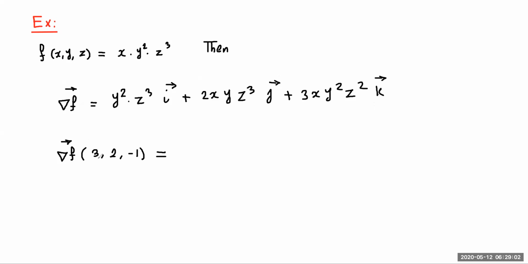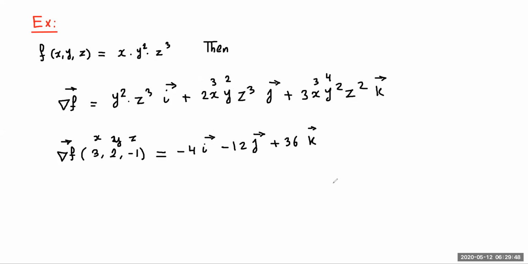Okay. So let's calculate this vector at the point 3, 2, minus 1. So x is 3, y is 2, z is minus 1. So 2 power 2, 4 times minus 1, so minus 4i. Then x is 3, y is 2, so it will be 12 times minus 1, minus 12 j. And with x 3, y 2, z minus 1, it will be plus 36 k.